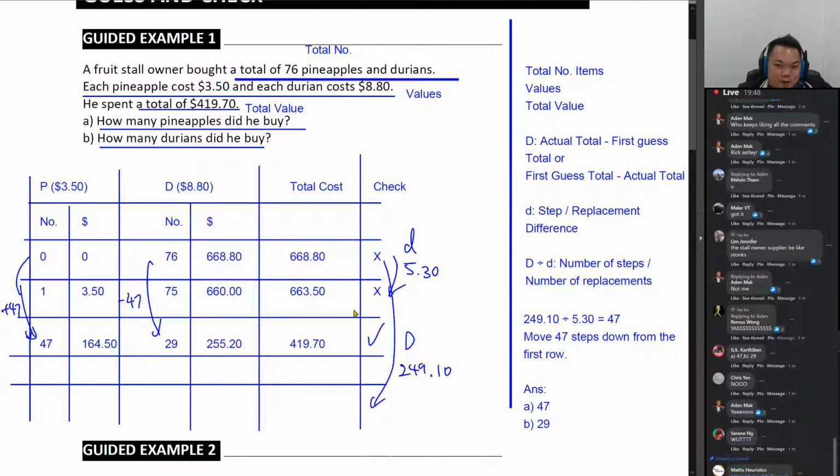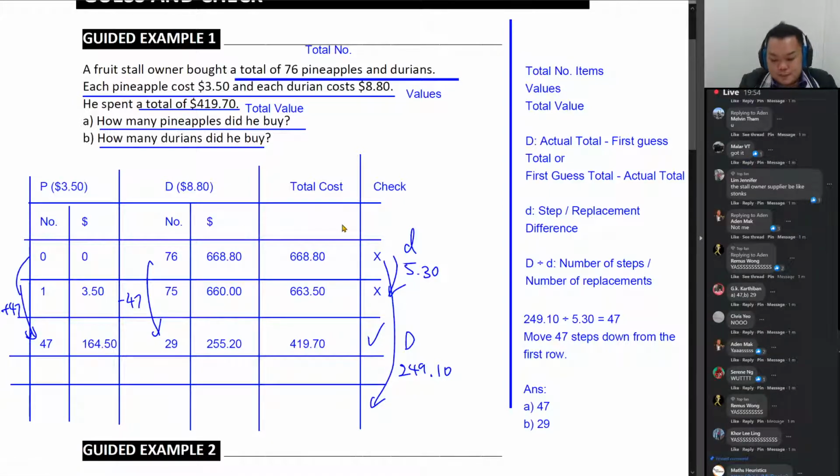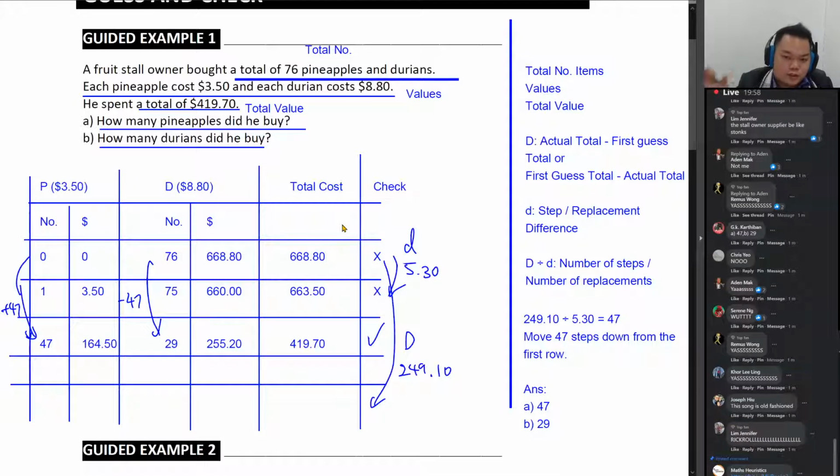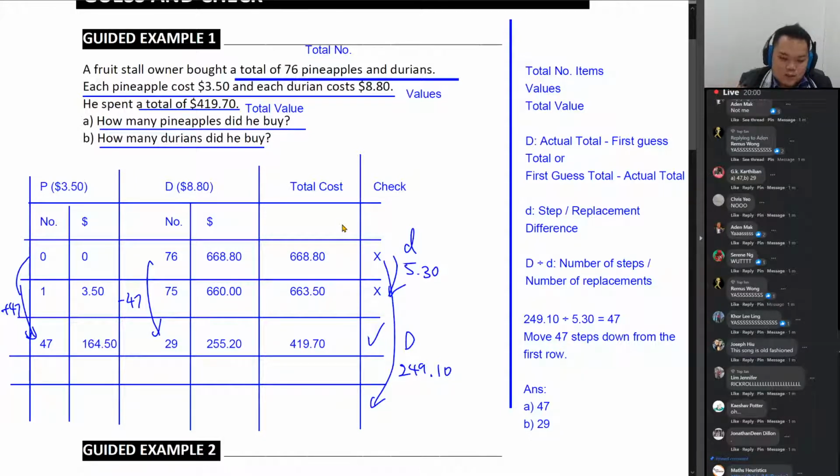Okay, so this is how you solve the guess and check within 3 steps. Okay, you look for this pattern over here. And if you're not sure of the more advanced versions, just stick to this. Okay?